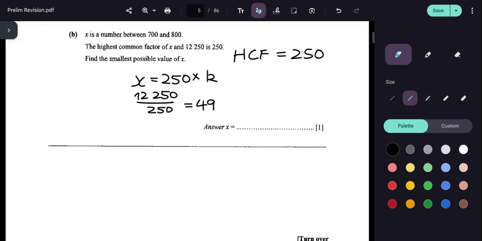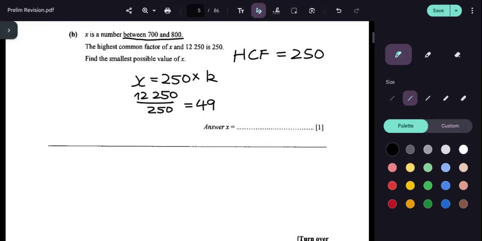Okay, which means you need to factorize 12,250 and 250, or you can just type into your calculator if you are okay. So you want X equals 250 times K, but K must not be divisible by 7. So we need to find the smallest X equals 250 times K such that they fit this criteria.